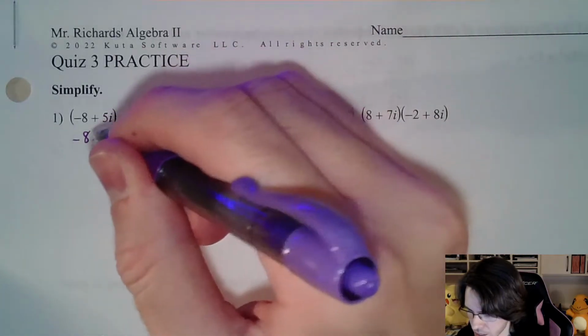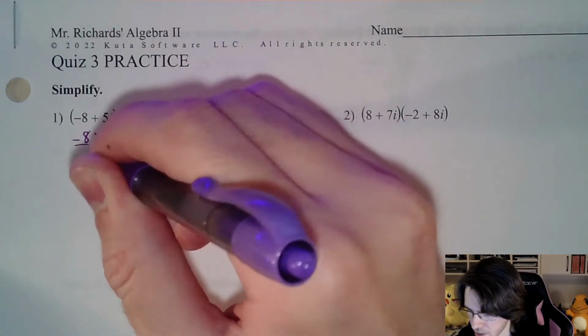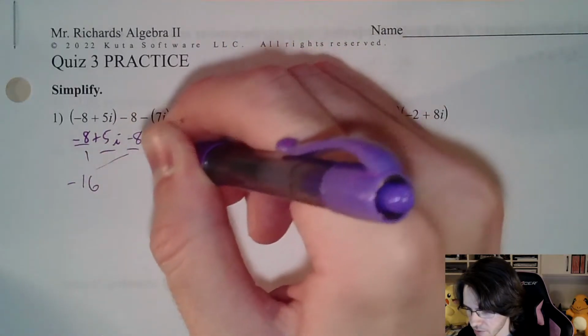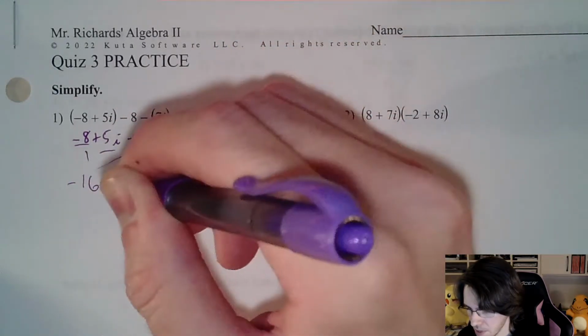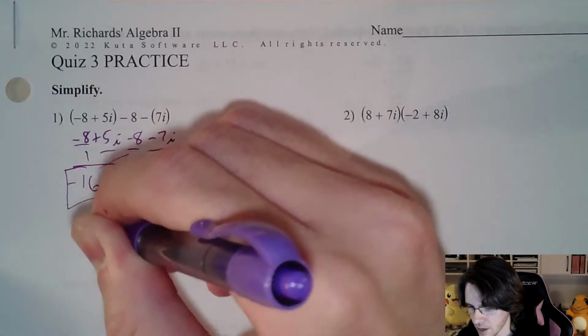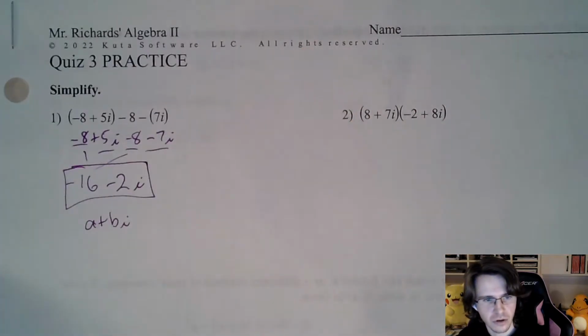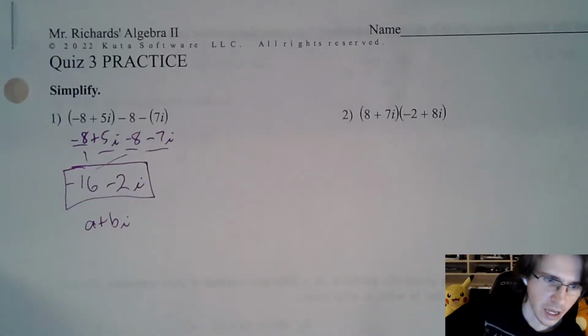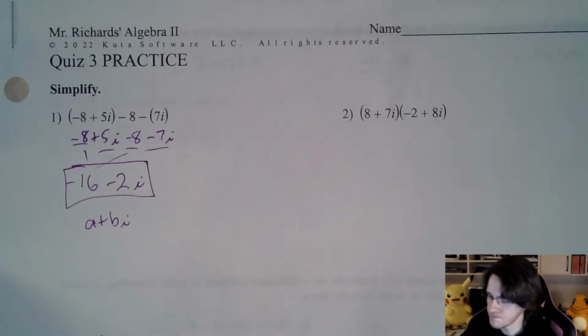Now we just need to add like terms. So this -8 and this -8 kind of come together to become -16. And this 5 and this -7 become -2 with the I on it. Make sure you're answering in that A plus BI format. You do need to have the real number first and the imaginary number second anytime you're writing these complex numbers.